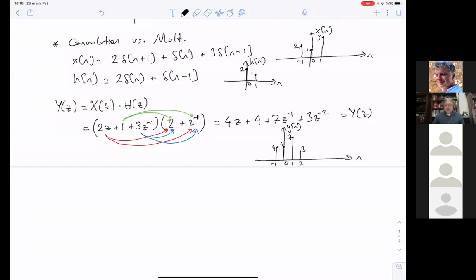So, in short, or in practice, convolution is equivalent to polynomial multiplication.